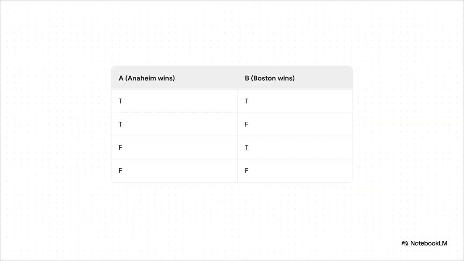Step 1. List every single possibility. Anaheim can win or they can lose, and Boston can win or they can lose. When you combine those, that gives us 4 unique scenarios. Both could win, Anaheim wins and Boston loses, Anaheim loses and Boston wins, or they both lose. We have to map out this entire universe of possibilities before we can do anything else.